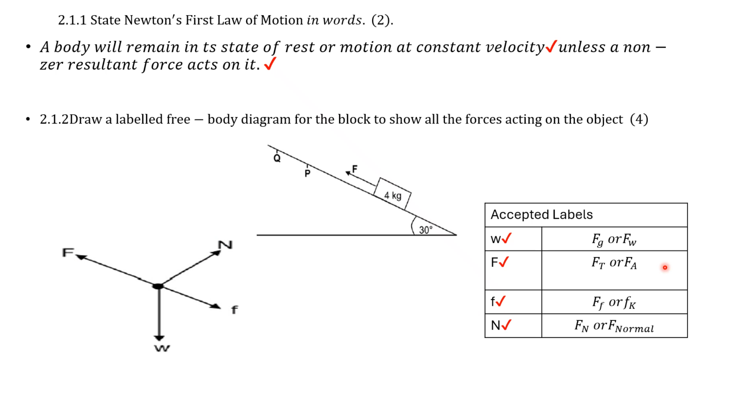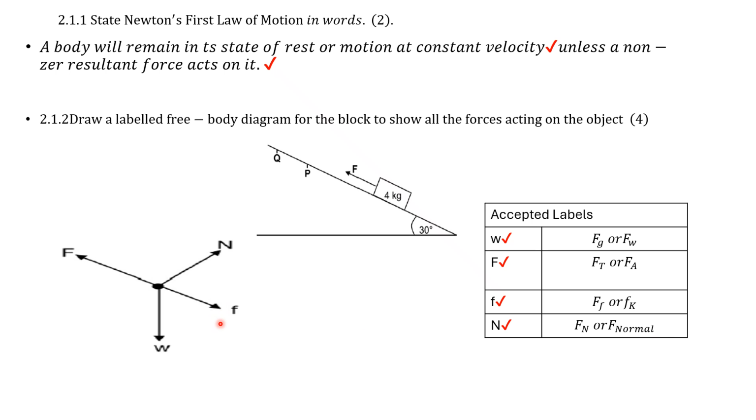Instead of writing W, you can also write Fg or Fw, force of gravity or force of weight. You can also write for F, force of tension, because I'm pulling with the string, or applied force. For f, I can write Fk, meaning kinetic friction, or force of friction, Ff. And for N, I can write Fn or normal force.